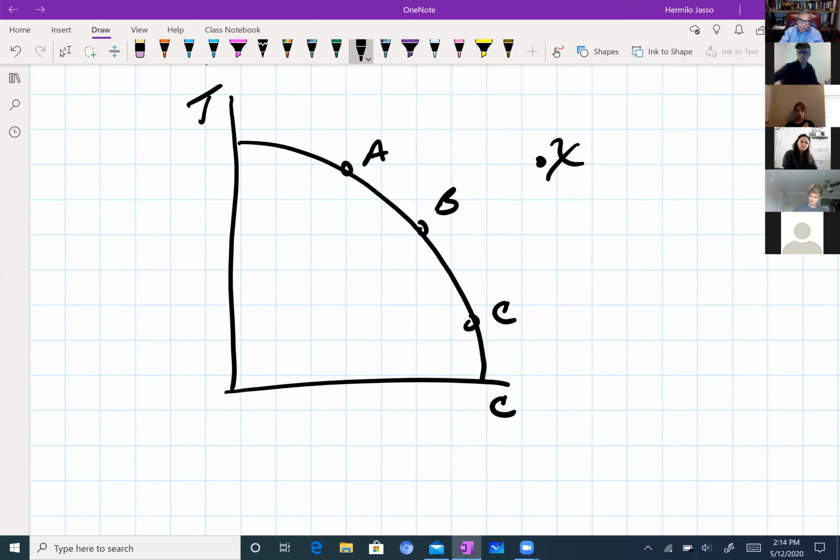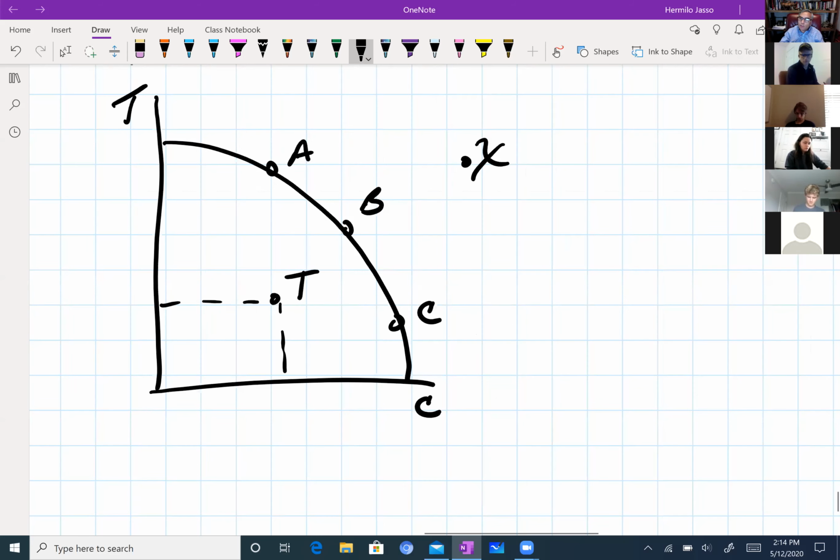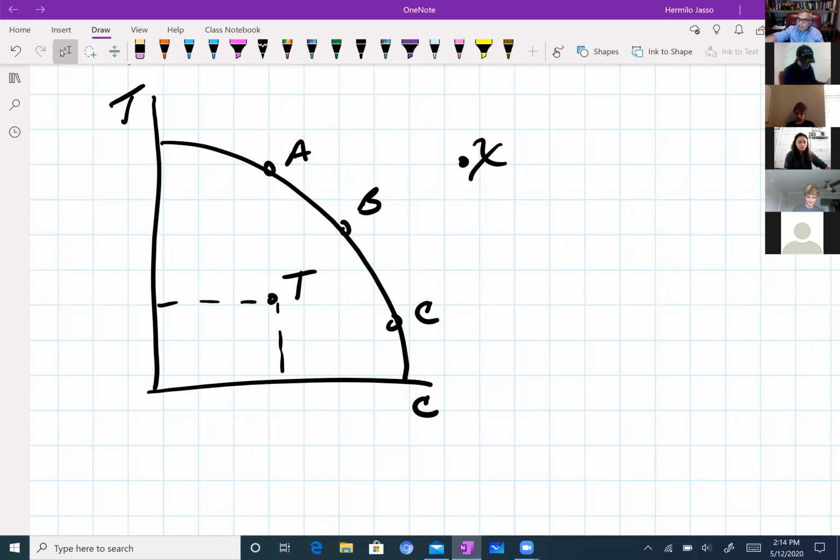Now, how about point T right here? And the answer is yes, I can make that combination. I don't know what it is, but I can make that combination because it's inside, or less than what I'm capable of. But if I am producing at point T instead of point B, then I'm producing less than what I'm capable of. So that's a point of inefficiency. I'm producing less than what I'm able. Now, can I produce at point X? And the answer is no, because it's above my capabilities.